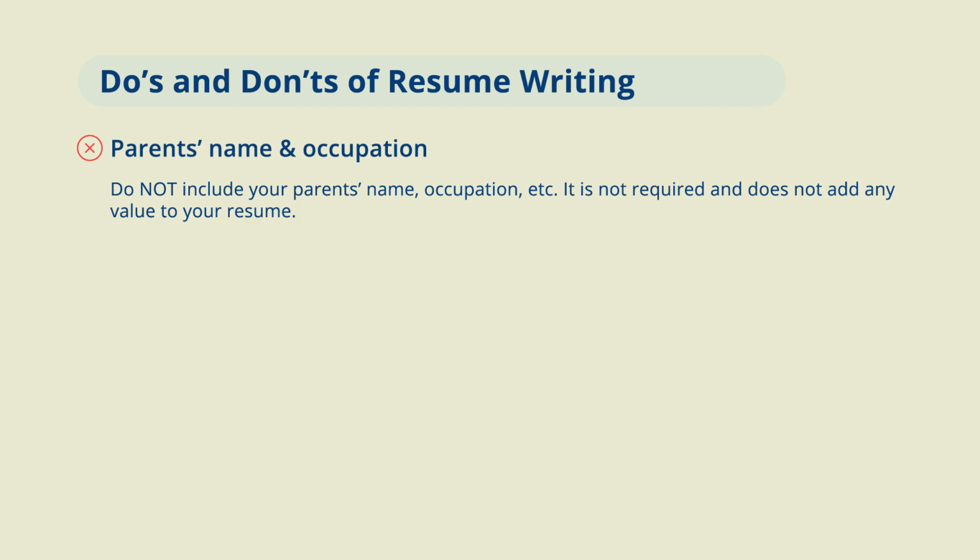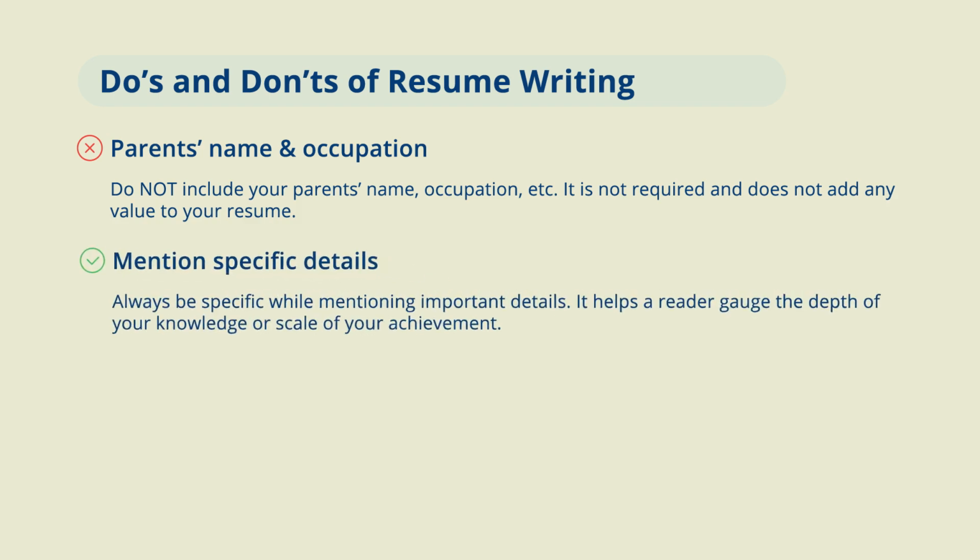Another important factor to keep in mind while creating your resume is to always be very specific while giving details. For example, saying I came first in a competition is not as effective as saying I came first in a competition which had 500 participants. Being specific with details gives companies a clear understanding of your potential and your achievement.